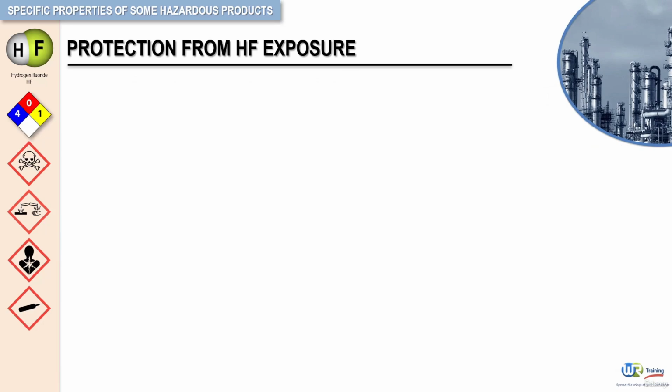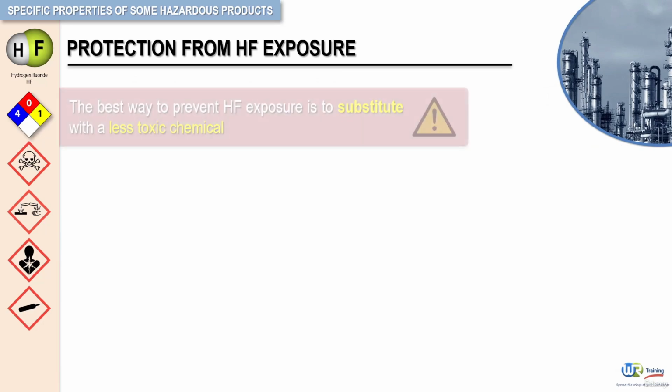Now, the best way to prevent exposure is to substitute with a less toxic chemical. Recall, what you don't have can't leak and can't pose a threat to life. This is part of the inherently safer design philosophy. However, if working with HF is the only option, then implement engineering and administrative controls. Where such controls are not feasible or do not adequately reduce HF exposures, then conduct a hazard assessment and select suitable PPE accordingly. The following are some best practices.